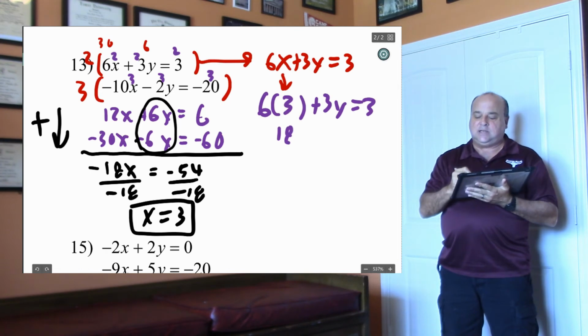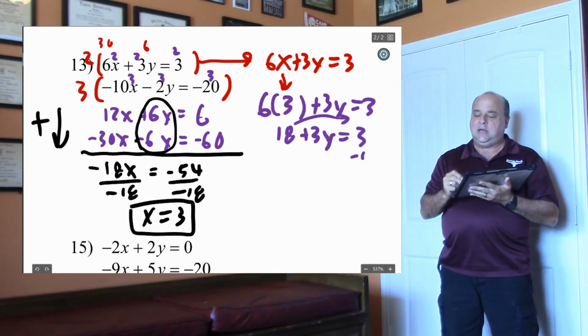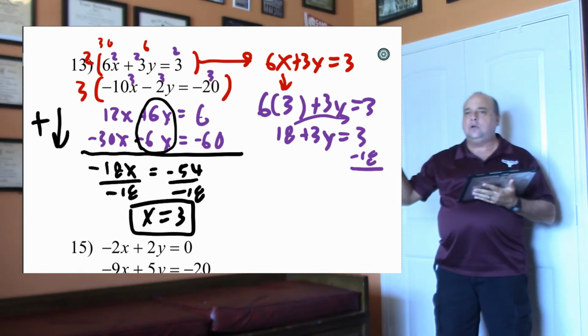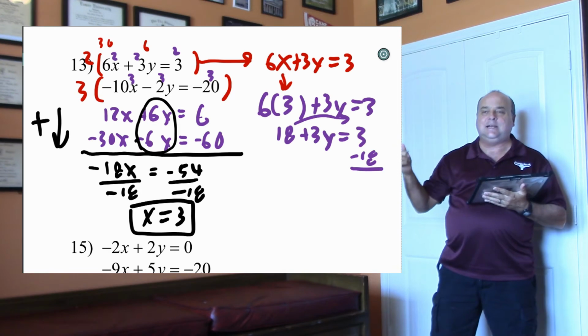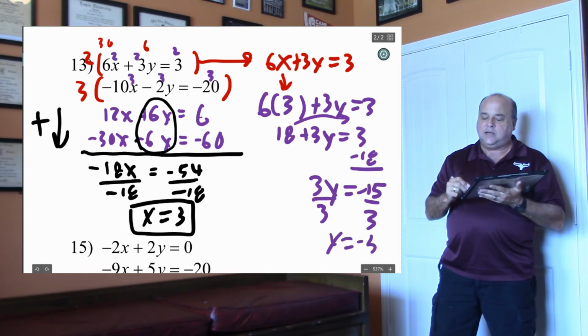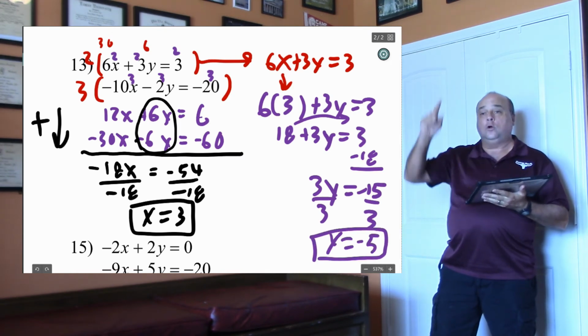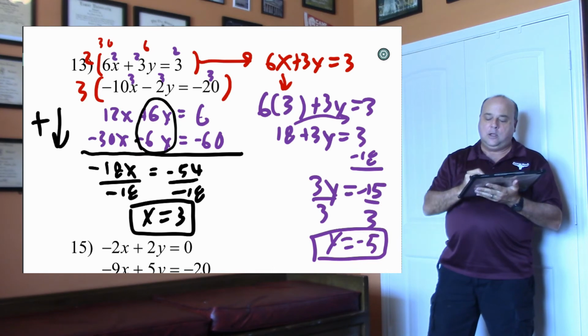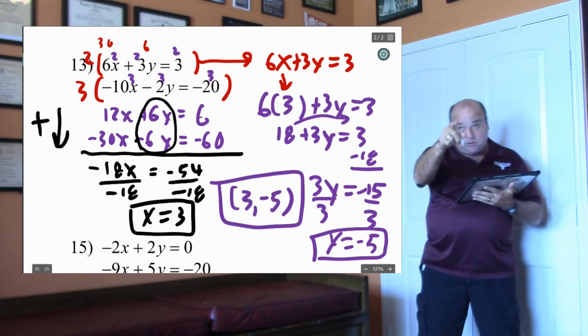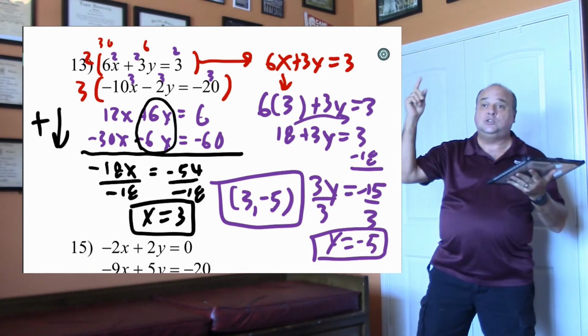3 times 6 is 18 plus 3y equals 3. Move over the 18. If you have trouble with integers, this is going to be harder. If you could do the integer work, this should not be that difficult. 3y equals negative 15, divide by 3, and you're going to get y equals negative 5. So my ordered pair is going to be x comma y, which will be 3 comma negative 5. What happens at 3, negative 5? The two lines will intersect.